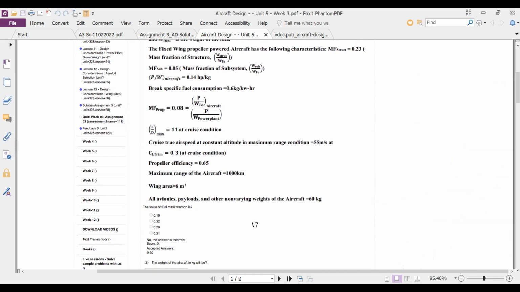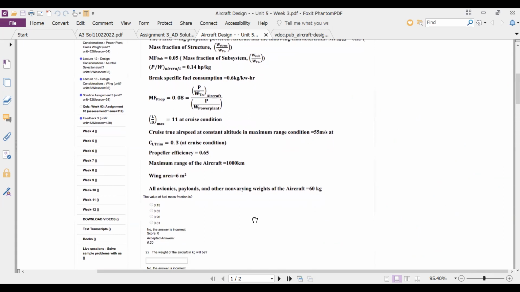The next question is, the weight of the aircraft in kilogram will be. I think this part is easy now. Can you compute the weight of the aircraft now? Yes, sir, we can add up the entire weight and we'll get the weight, sir. But you don't have the entire weight, right? Try to see what you know and what you don't know. Then you will understand that you don't have all the things you need. Maybe you have, but just try to see.